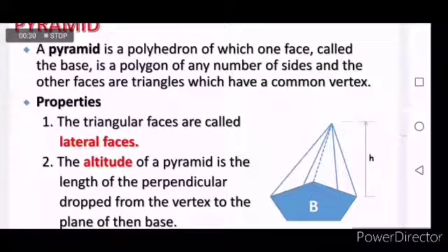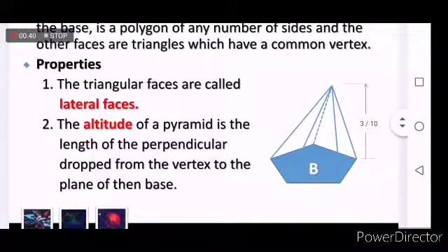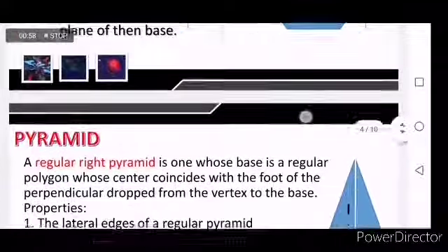So isa lang ang base at ang mga faces natin ay mga triangles. Okay? The triangular faces are called lateral faces. And the altitude of a pyramid, just like the others, is the length of the perpendicular drop from the vertex to the plane of the base. So if this is the vertex or the tip of the pyramid, you draw a perpendicular line to the base and it will be the height of the pyramid.